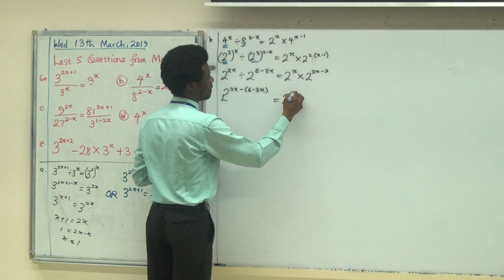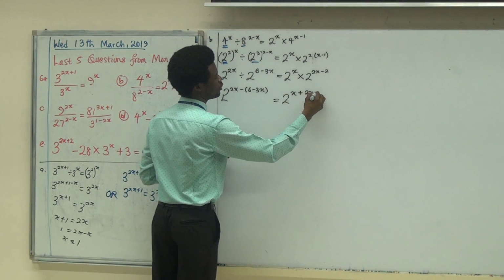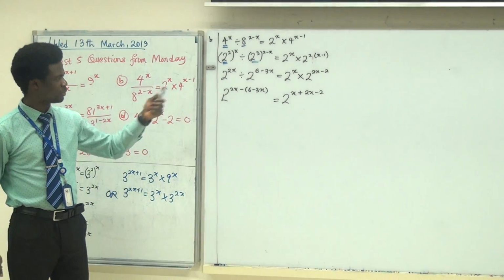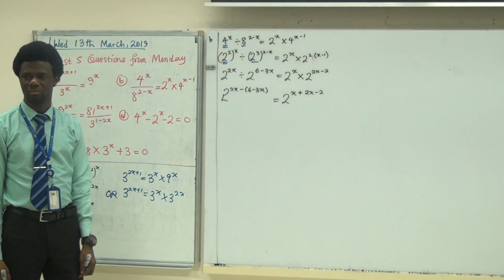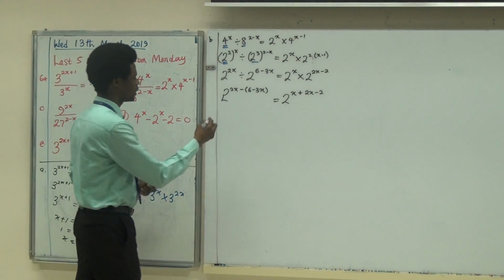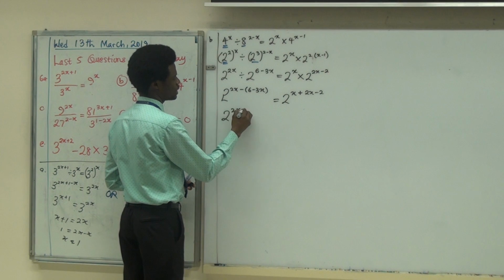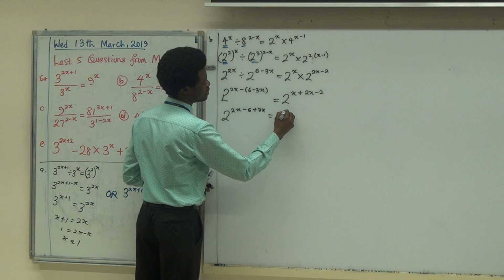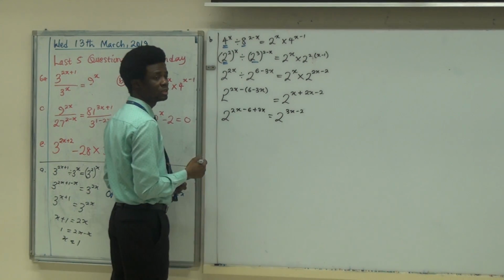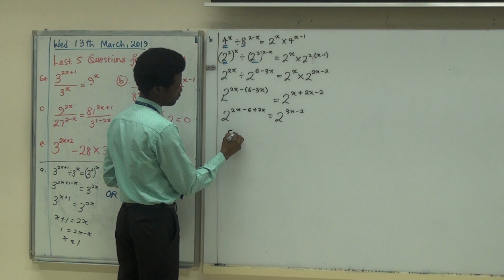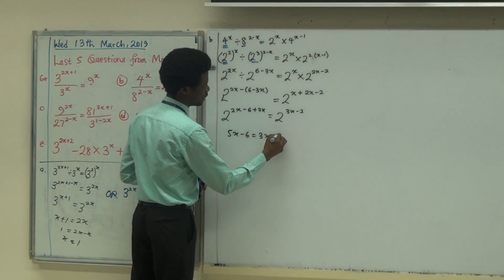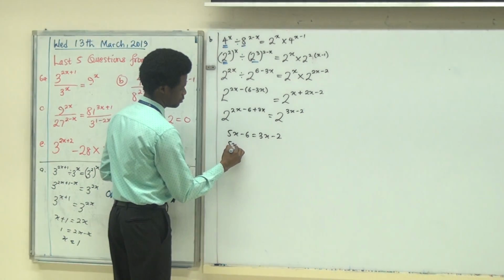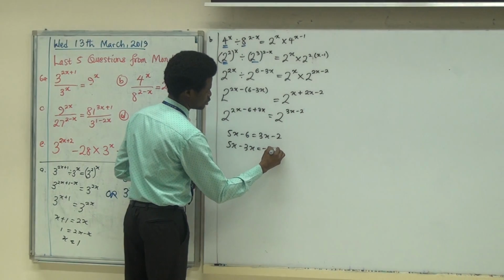And this is, for addition, do I need a bracket? No. Because if you open a bracket with plus, it's the same. But if you open a bracket with minus, it's not the same. Does it make sense? So opening the bracket, what do we have? 2x minus 6 plus 3x. And this is just simply 3x minus 2, right? So if I compare, I get 5x minus 6 equals 3x minus 2. Did you get that equation? Yeah. 5x minus 3x equals minus 2 plus 6.